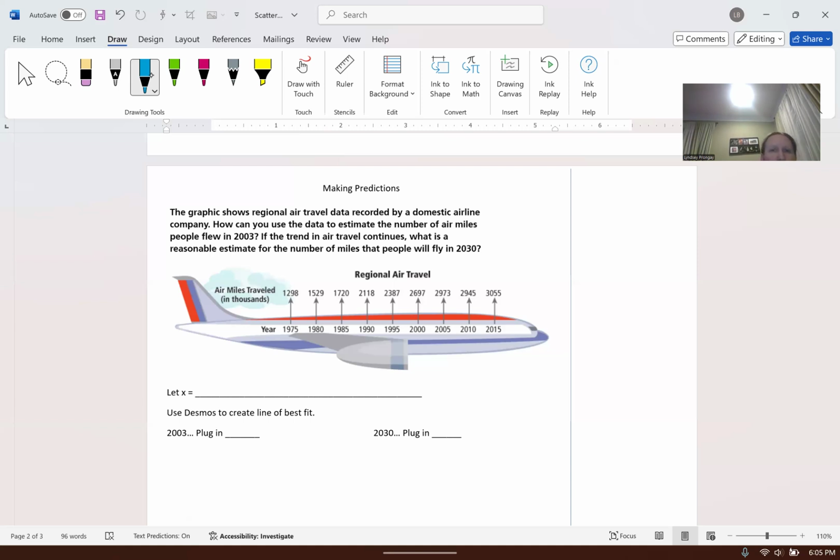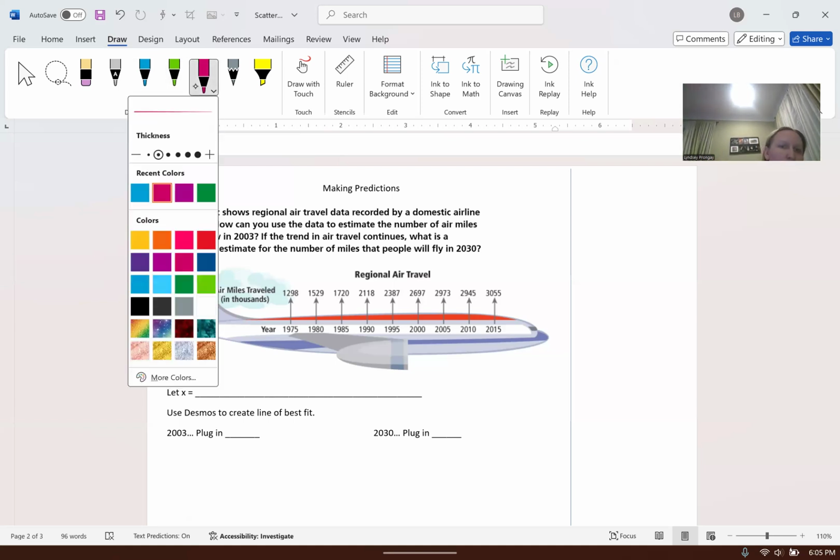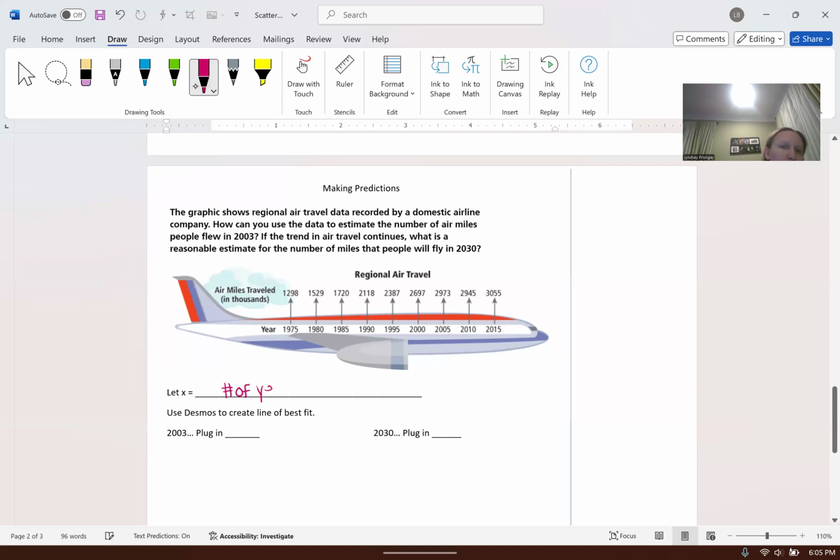So, first of all, we talked about this the other day. When we are building an equation and what we are plugging in is time, we usually don't plug in the years or the actual time. We said we pick a starting point and then we go by number of years or number of days since that starting point. So here in our graphic, the first year is 1975. So we're going to say, let X equal the number of years since 1975. That's going to be our starting point.